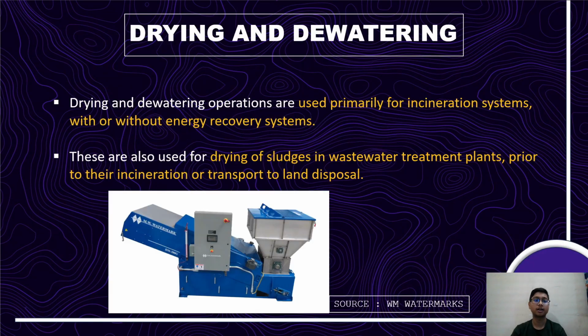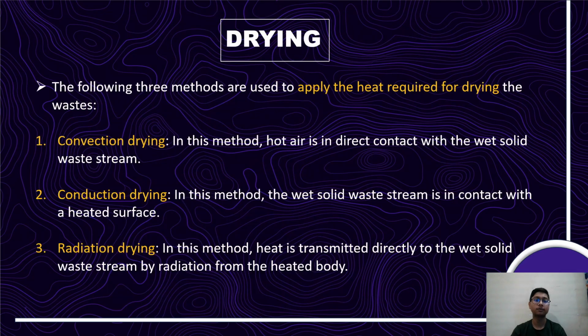Next, we have drying and dewatering. These operations are used primarily for incineration process with or without energy recovery system. They are also used for drying of sludges in wastewater treatment plants prior to their incineration or transport to land disposal. First, drying. The following three methods are used to apply the heat required for drying the waste.